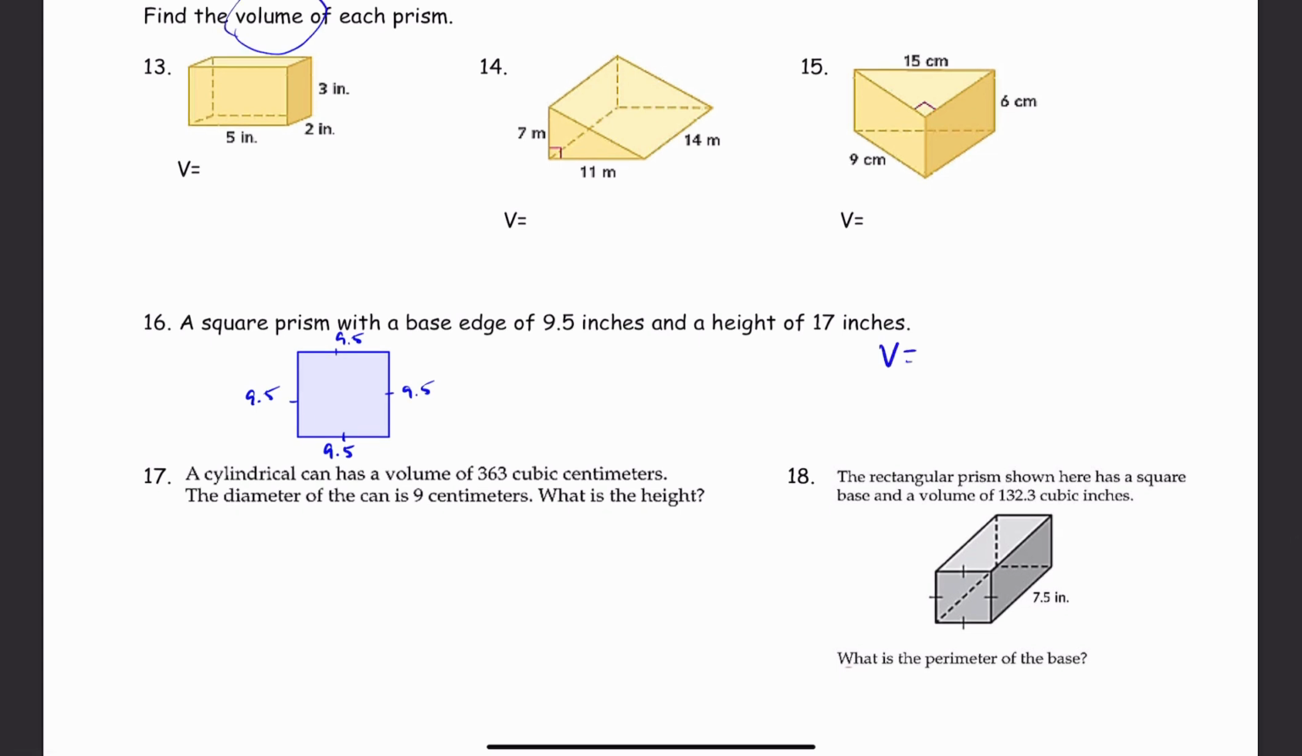And what am I trying to find? I'm trying to find the volume, right? So the volume is equal to the area of the base multiplied by the height here. So I'm not trying to find the perimeter whatsoever, right? I'm trying to find the area of the base. So 9.5 times 9.5, or 9.5 squared, is going to give you 90.25. And you multiply by the height of the prism, which is 17, and you should get this number here. Cubic inches. Okay, so there you go, number 16.